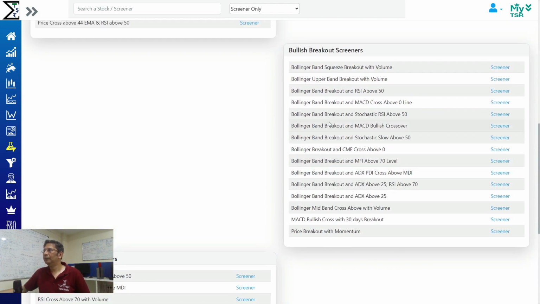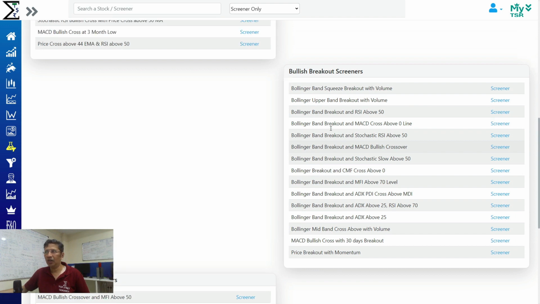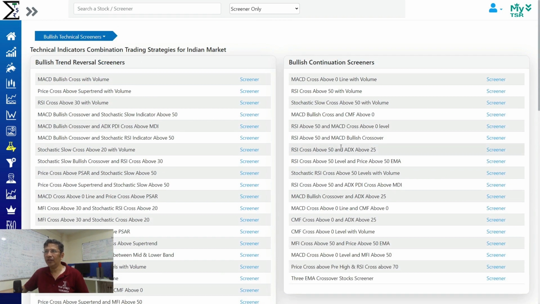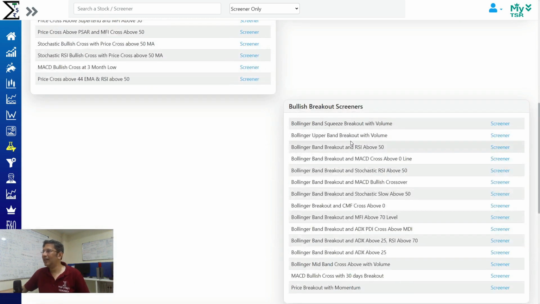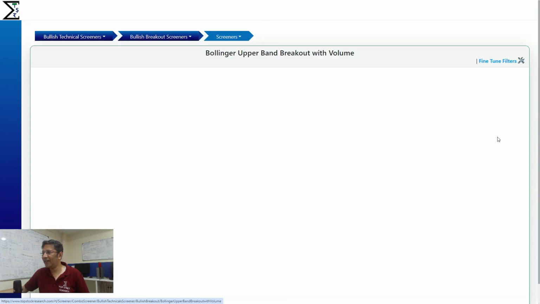Do you look for breakout stocks, or do you look for continuation or trend reversal, right? So for example, let's take breakout, where it goes into the upper Bollinger Band with good volume, right? So let's go and look at those stocks.